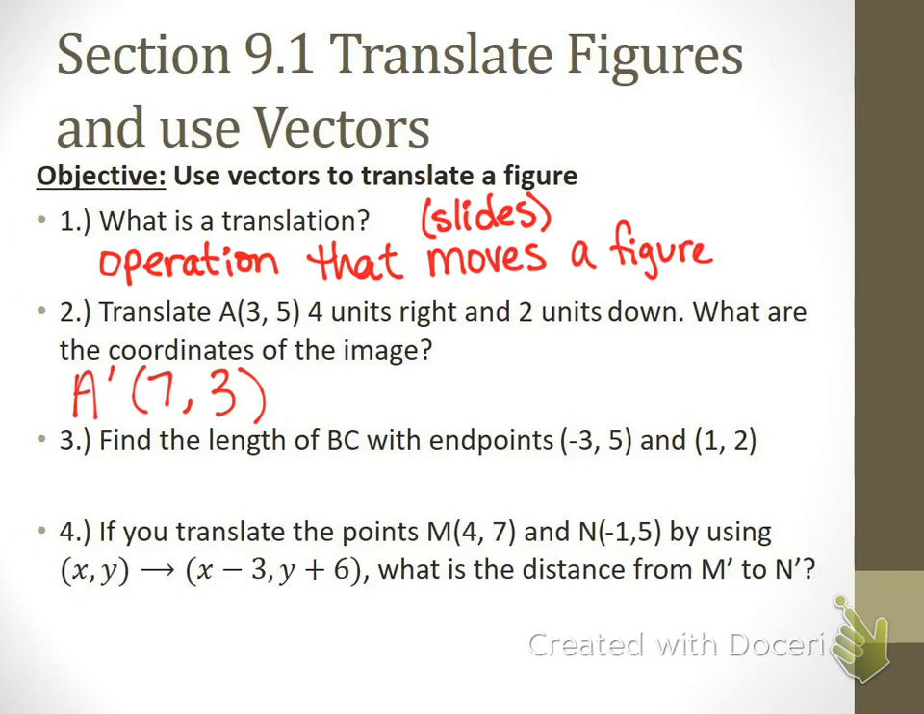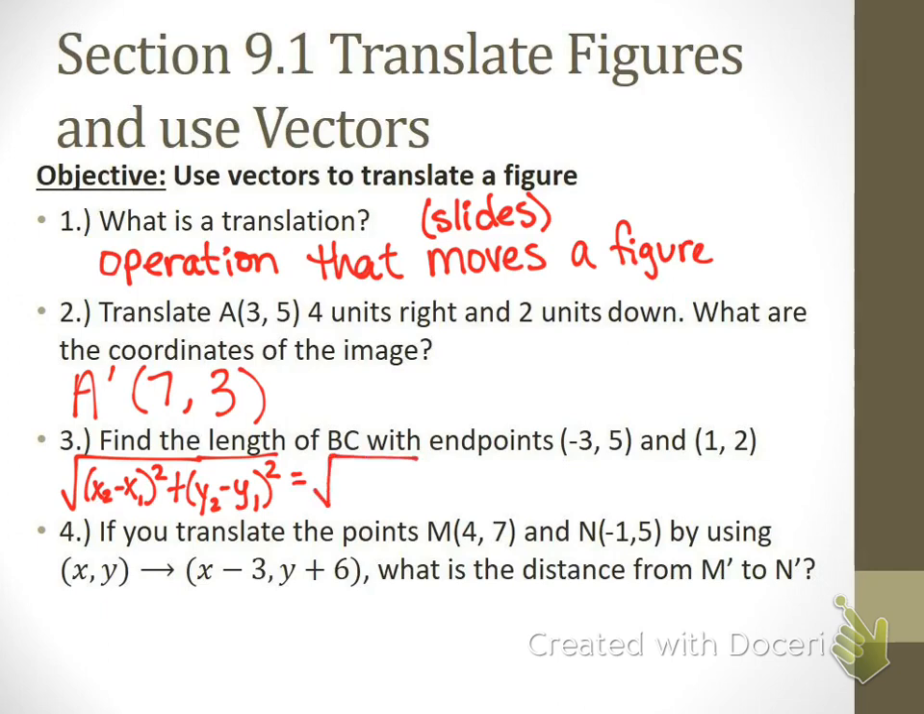Find the length of BC with endpoints (-3, 5) and (1, 2). How do we find the length of a segment? The square root of (x2 minus x1) squared plus (y2 minus y1) squared. So if you would rather put your ones first, like x1 minus x2 and then y1 minus y2, that's the same thing. It doesn't really matter which order they go in as long as you are consistent. So that is our distance formula.